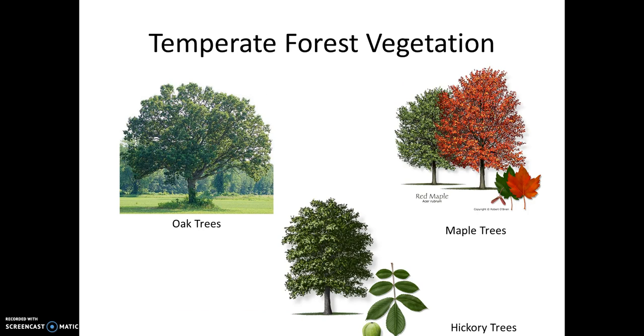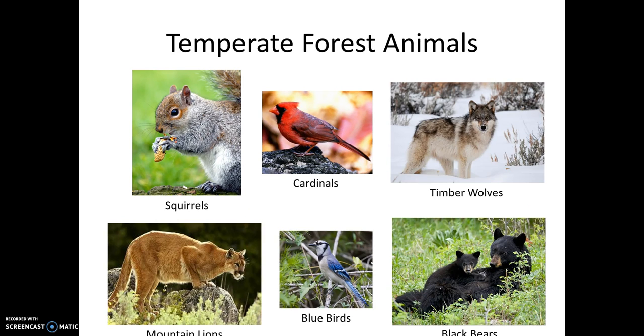So some trees and vegetation that you can find in these forests include oak trees, maple trees, and hickory trees. I'm sure you've all seen every single one of these, but here are some examples. And they all have broad leaves. So you can see here the maple tree and the hickory tree have broad leaves, but they're different shaped leaves, so they are characteristics of that specific tree.